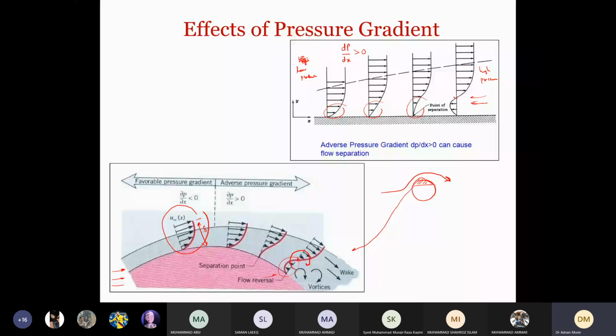When we have flow reversal, we cannot predict the behavior of the flow reversal using the X momentum equation that we saw earlier. So now you can clearly see that the adverse pressure gradient plays a very important role in flow separation past any structure that we deal with. And because of that adverse pressure gradient, we have vortices generated in the wake of the cylinder.